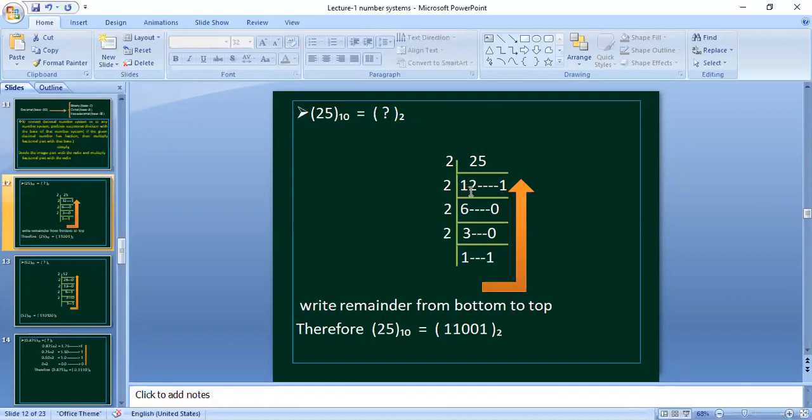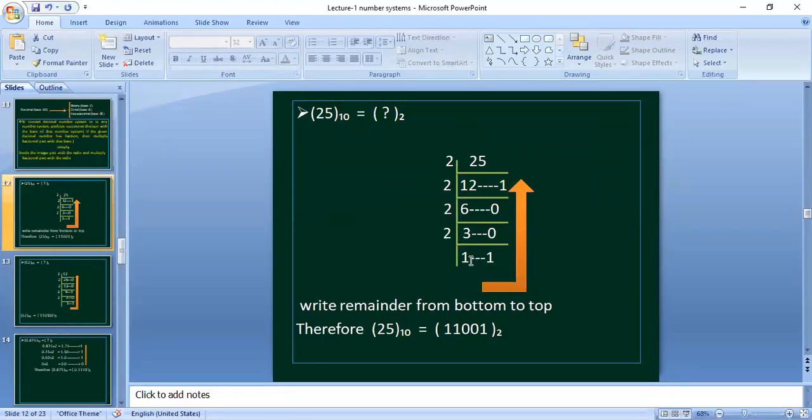2 12s are 24. What is the remainder? 1. So here 12 is the result. Similarly, again 2 6s are 12. The remainder is 0. Again 2 3s are 6. The remainder is 0. Again 2 1s are 2. The remainder is 1.